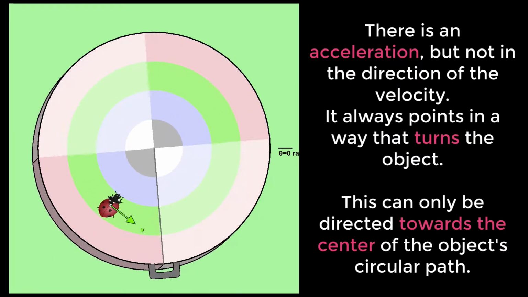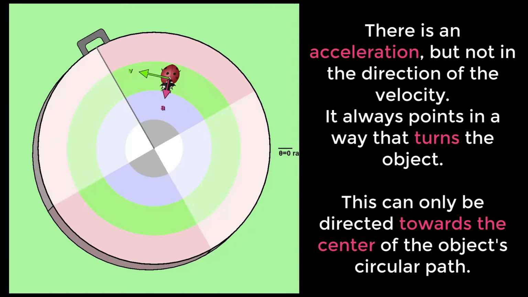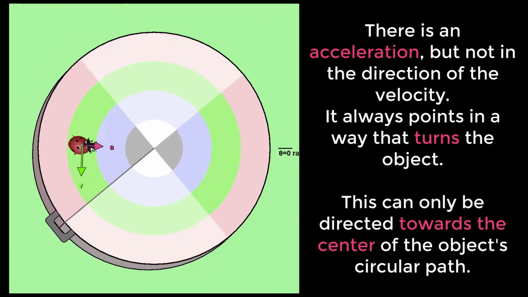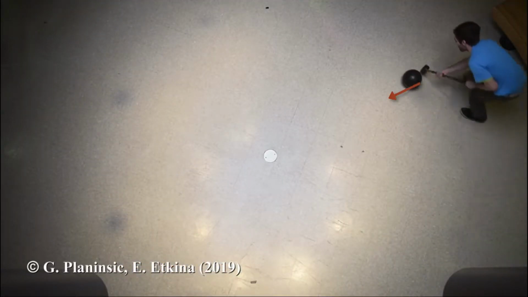There is an acceleration, but not in the direction of the velocity. It always points in a way that turns the object. This can only be directed toward the center of the object's circular path. As this bowling ball moves in a circle, the acceleration is constantly changing to point towards the center of the circle of rotation. This center-seeking acceleration is called a centripetal acceleration.